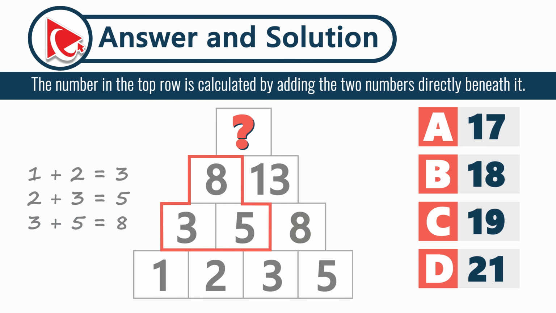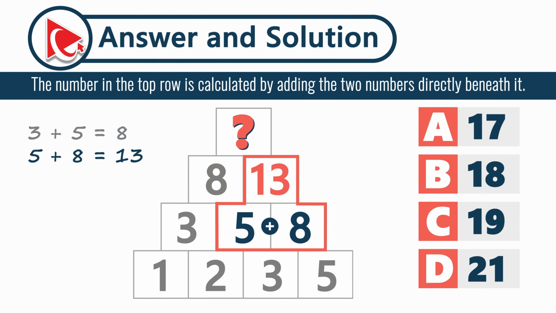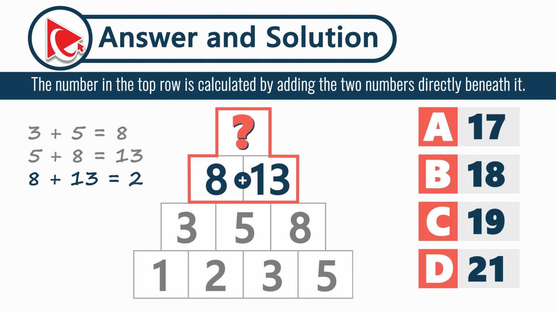Let's add the third row so you can see clearly. 3 plus 5 equals 8. And 5 plus 8 equals 13. And you know what time it is, right? It's the magic time to calculate the missing number. 8 plus 13 equals 21. And the correct answer here is choice D, 21.